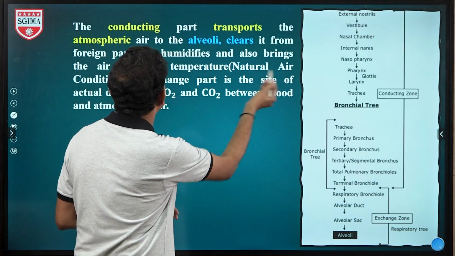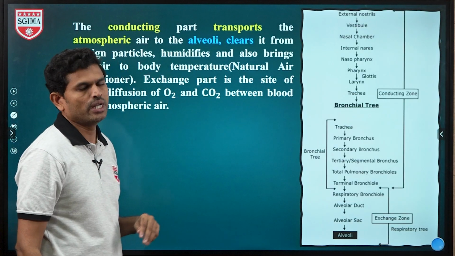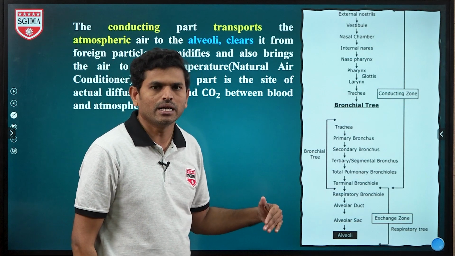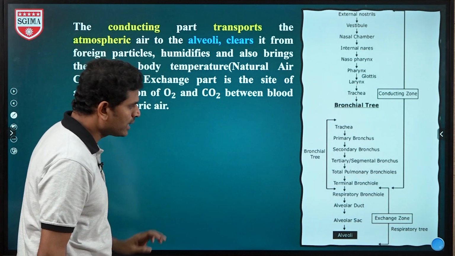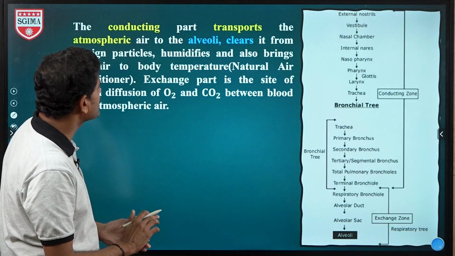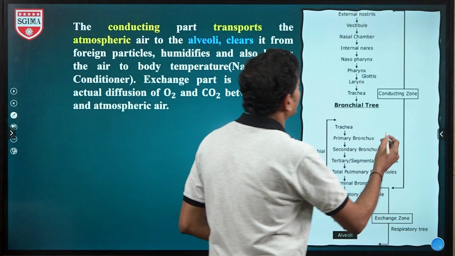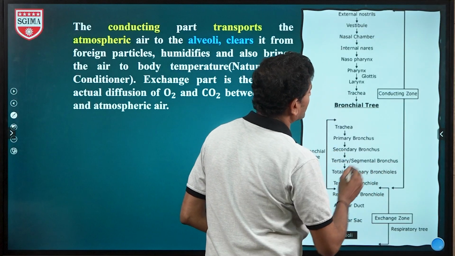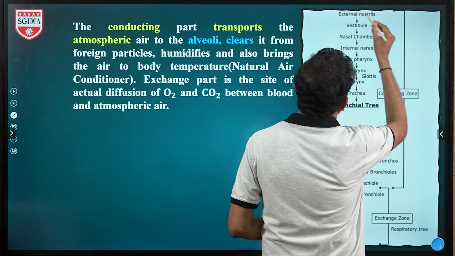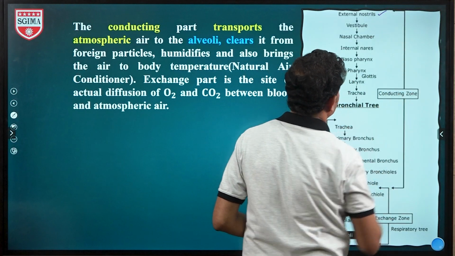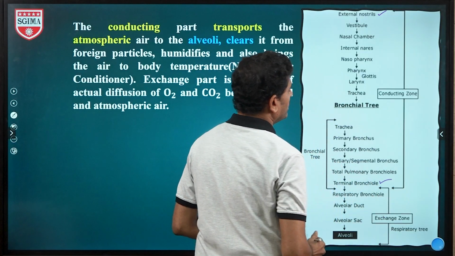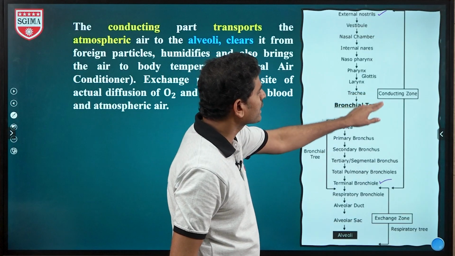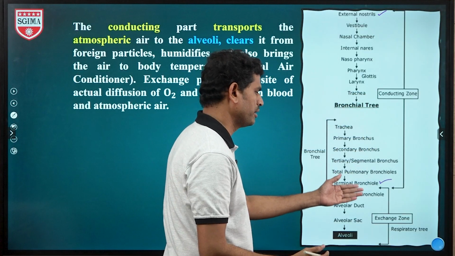Okay, that's why it is known as a natural air conditioner. This point we have already discussed, because this conducting part comprises which parts? This is totally called the conducting zone. It starts from the external nostrils onwards up to the terminal bronchioles. These are the parts of the conducting zone, or conducting part.